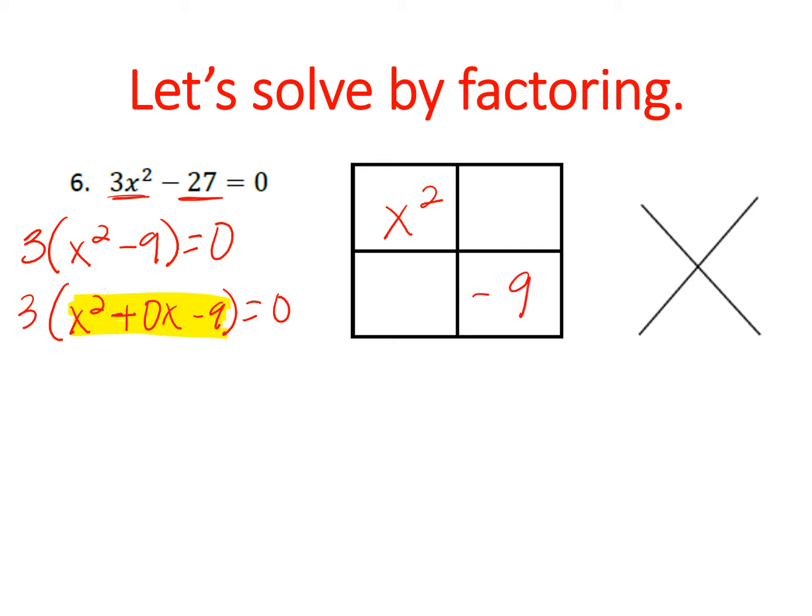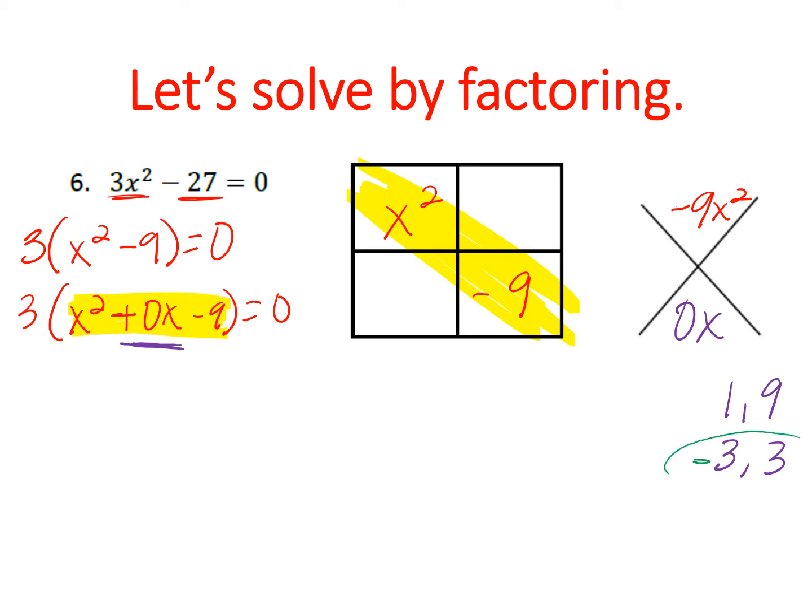We want to see what will multiply to give us negative 9x squared. And then I will see what adds up to give me that 0x. So 1 times 9 and 3 times 3. Again, we need a negative 9 and we need to get a 0. So one of those 3's is going to have to be negative. So we've got a 3x and a negative 3x.